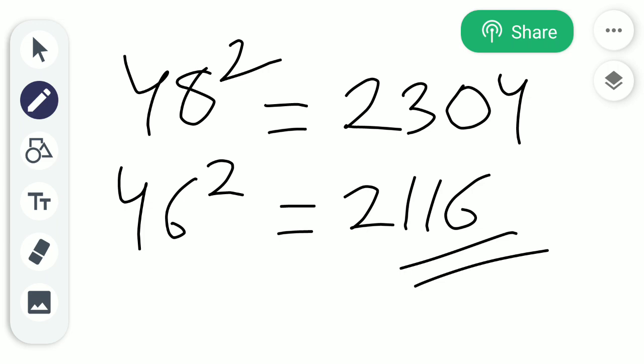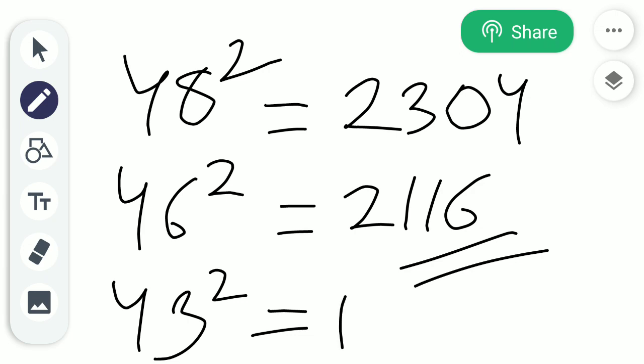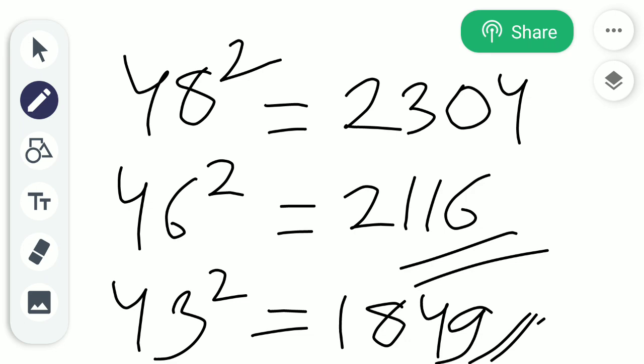So the square of 46 is 2116. Let's take one other example, the square of 43. 43 is 7 less than 50, so we have to subtract 7 from 25. 25 minus 7 is 18, and the square of 7 is 49. So the square of 43 is 1849.